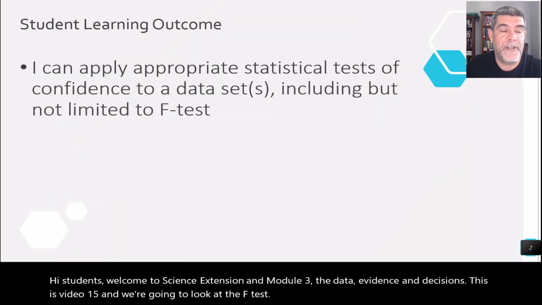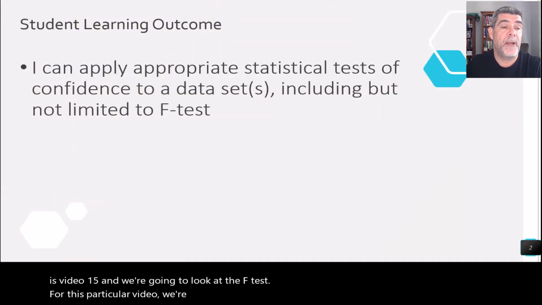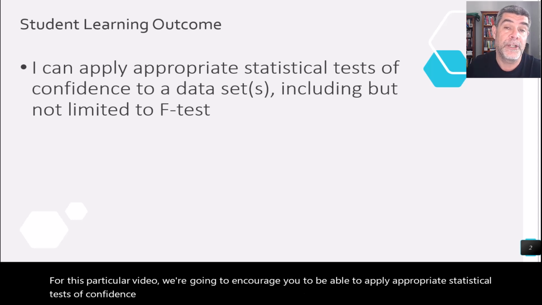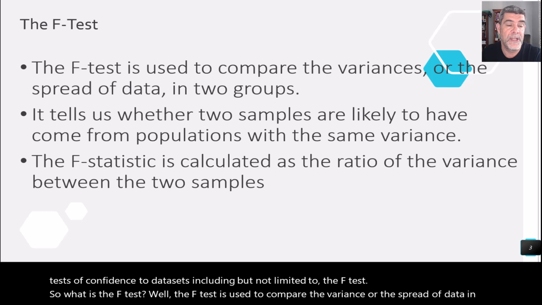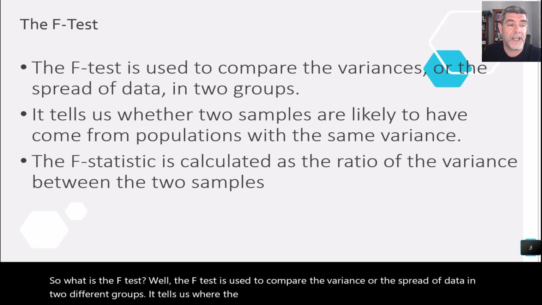For this particular video, we're going to encourage you to be able to apply appropriate statistical tests of confidence to datasets, including but not limited to the F-test. So what is the F-test? Well, the F-test is used to compare the variance or the spread of data in two different groups. It tells us whether two samples are likely to have come from populations with the same variance.